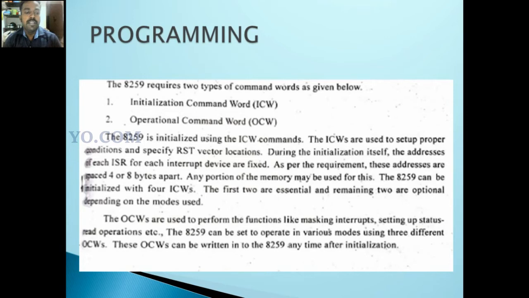Then the second bit is SNGL. If it is 1, the 8259 acts as a single IC. If it is 0, the 8259 is connected with other 8259s, that is a cascaded connection, indicated by SNGL. Then ADI, which is the call address interval. If it is 1, the address interval is 4 bits.